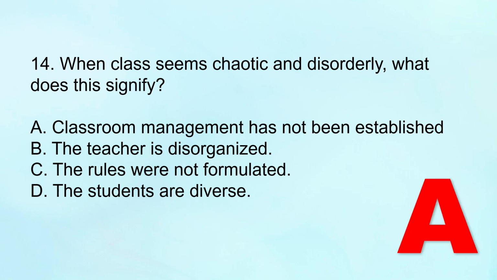Okay, the correct answer is letter A. Classroom management has not been established. So, a chaotic and disorderly class typically reflects a lack of clear routines, expectations, and behavior system, which are all components of effective classroom management. So, this points to the need for structure and consistency in the learning environment. Okay, letter A is the best answer.